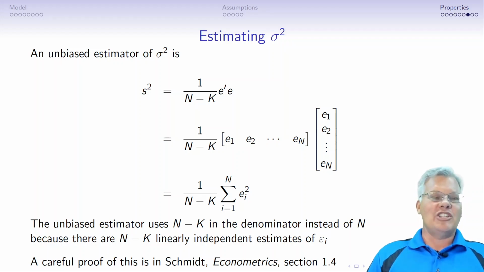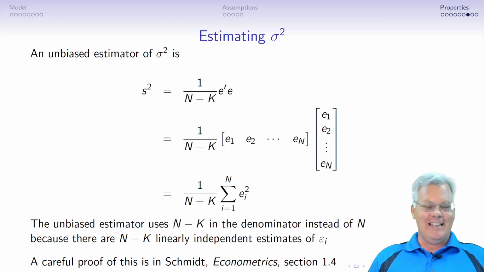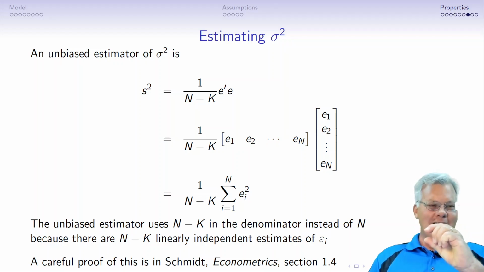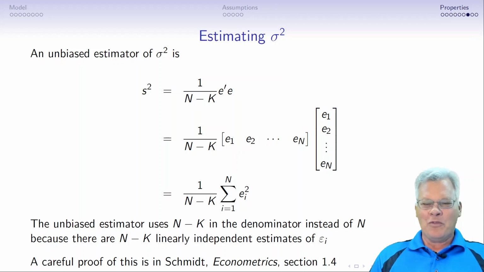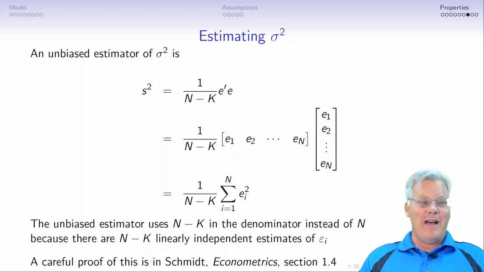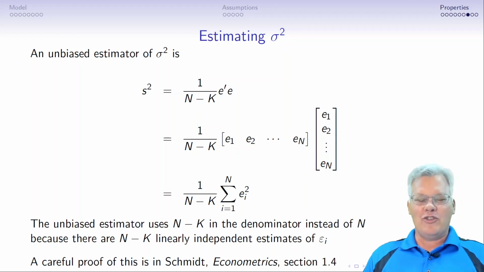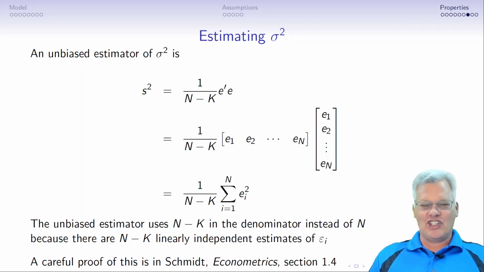Now, there's a much more careful statistical proof of this using the trace of matrices. It's in this wonderful book that I have. It's this itty-bitty thin green text, about half an inch thick, with the very terse and foreboding title of Econometrics. You can come to my text. We use this in the advanced econometric theory field course. In section 1.4, you can see the proof of this.